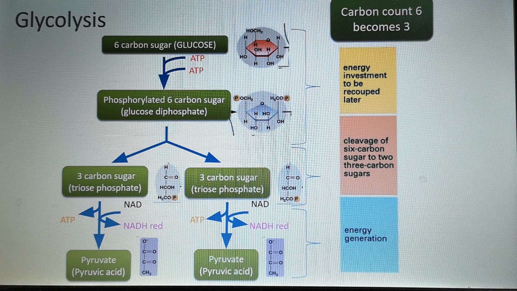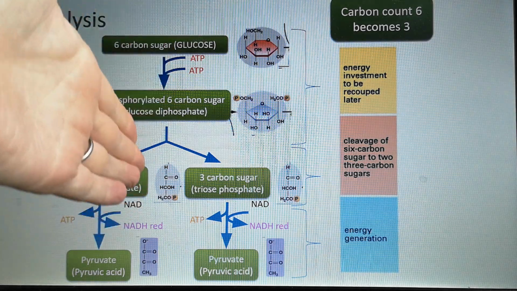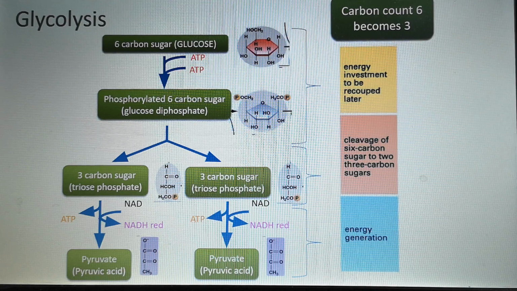Okay, so now we've got this 6-carbon sugar and it's been phosphorylated, so it's nice and reactive, and then we need to split it in 2, because remember, we need it to be smaller because it needs to get into the mitochondria. Glucose is too big to get into the mitochondria. So what happens, this is the lysis step. This is where the 6-carbon sugar is split into 2 3-carbon sugars. So we end up with 2 triose phosphates, 2 phosphorylated 3-carbon sugars.